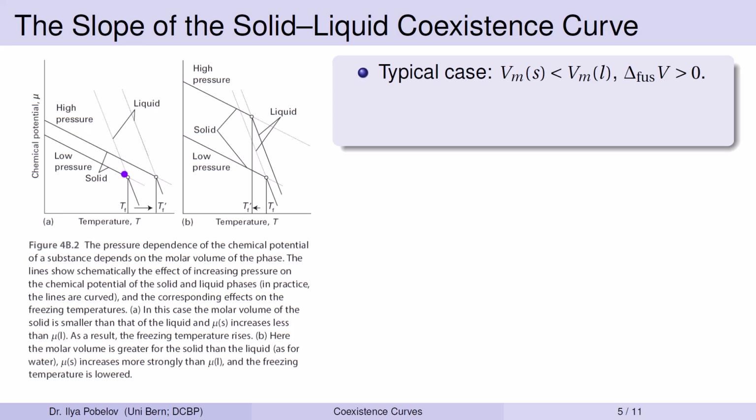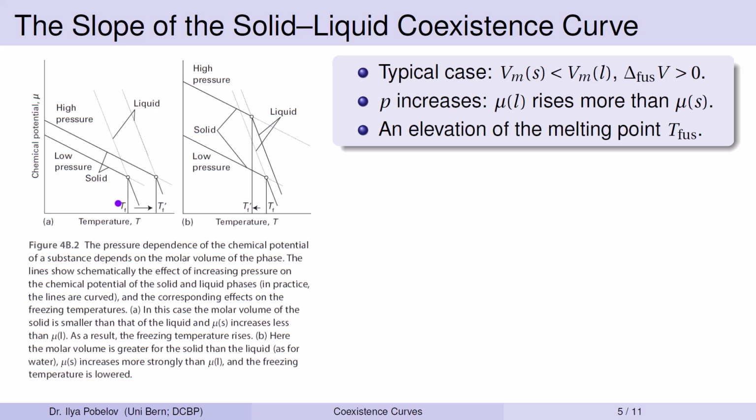It shows lines with different slopes that represent the temperature dependence of the chemical potential of the solid and liquid phases. They intersect at a point corresponding to the equilibrium between these two phases. Typically, the molar volume of the solid is lower than the molar volume of the liquid. In such a situation, when pressure increases, the line corresponding to the chemical potential of the liquid rises more than that of the solid due to its greater molar volume.